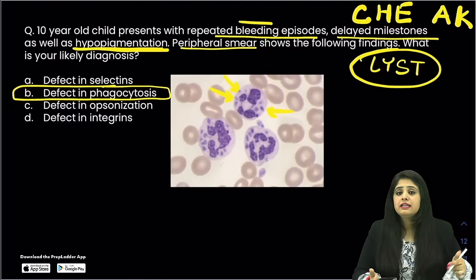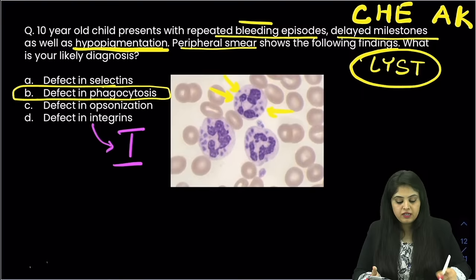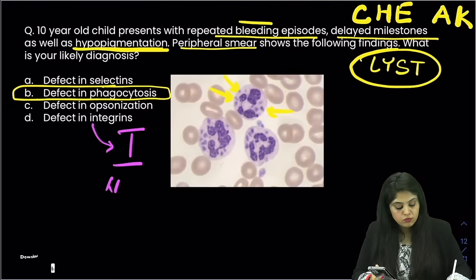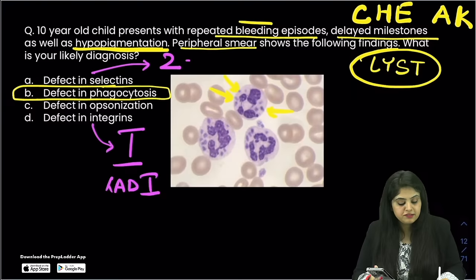Quickly tell me the other options. In case there would have been a problem in integrins, what will your answer become? What is the integrins problem? For those who can't see clearly, guys, you just need to increase the resolution of the video in which you're watching. That is all that you need to do. So yes, what is the I? I for LAD1. If there would have been a problem in integrins, it would have been LAD1. If it would have been a problem in selectins, you would have called it LAD2.